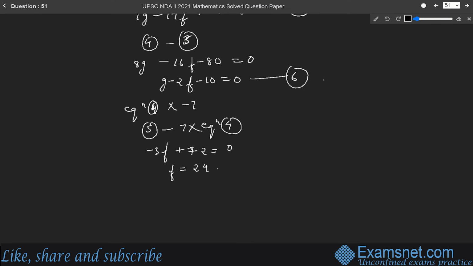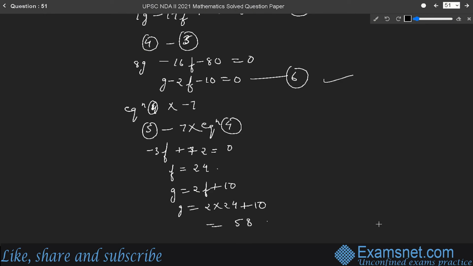Now from equation 6, we can put the value of f and get the value of g. g is equal to 2f plus 10. It means that g is equal to 2 into 24 plus 10, which will be equal to 58. So the value of g is 58 and the value of f is 24.